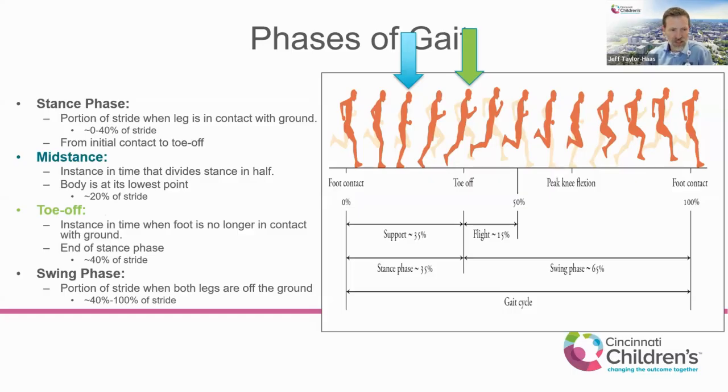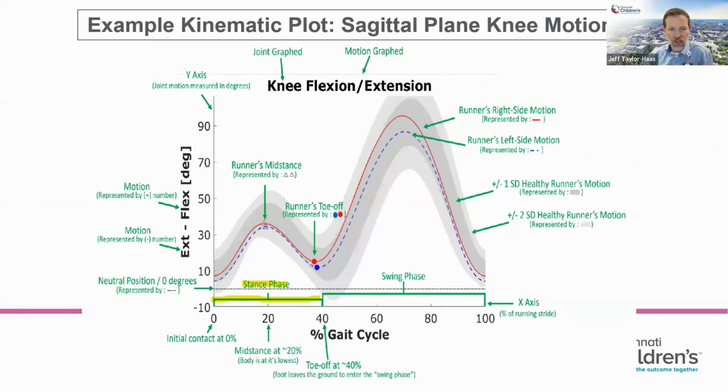The remainder of time is swing, and that's the portion when both legs are off the ground. And that, of course, is one of the key differentiators between walking and running, is that in running we have a double float phase, and in walking we do not. I wanted to show this kinematic plot because this is something we'll review here when we look at the ankle, the knee, hip, pelvis, and trunk.